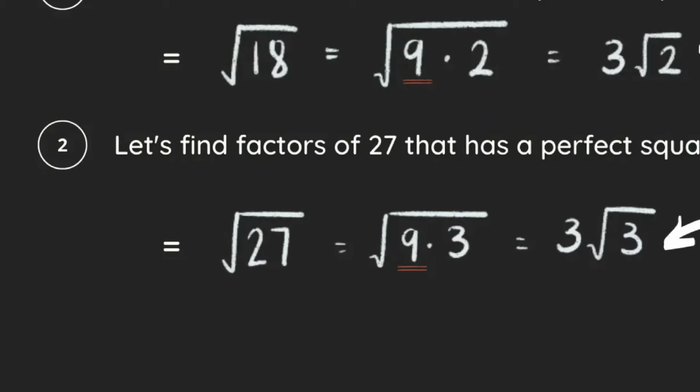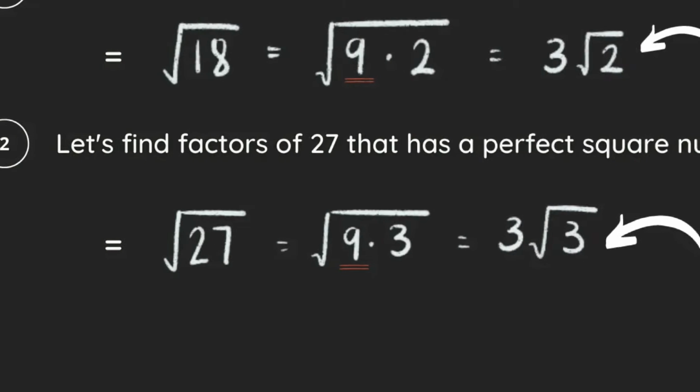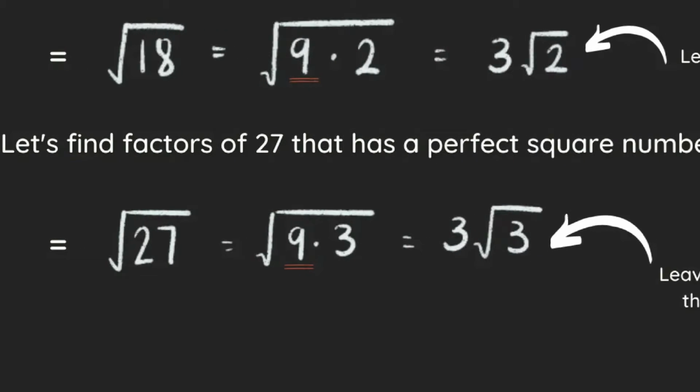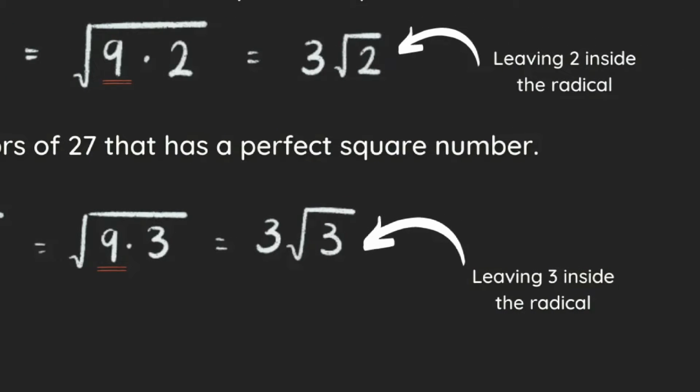We'll do the same thing with the square root of 27. The factors of 27 that has a perfect square number in it are 9 and 3. Because 9 is a perfect square number, the square root of 9 is 3, and once again, we'll leave it outside the radical as its coefficient. Then we'll have 3 square root of 3.